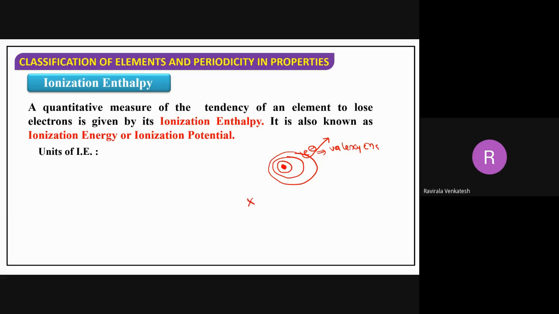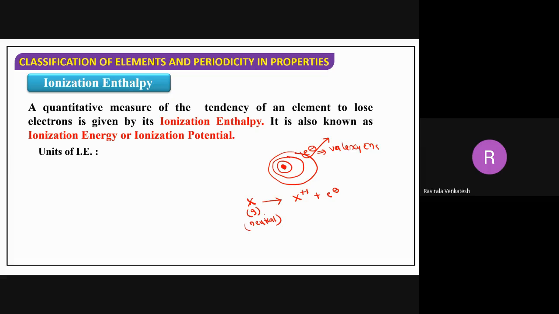Okay, X is there. Now I am removing an electron from this one. Plus 1 means I have removed how many electrons here? Only 1 electron. So before removing that electron, this X atom must be in the gaseous state, and also in the neutral state. It must be a neutral atom.